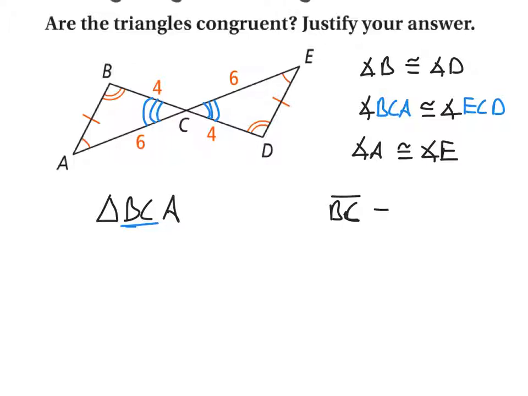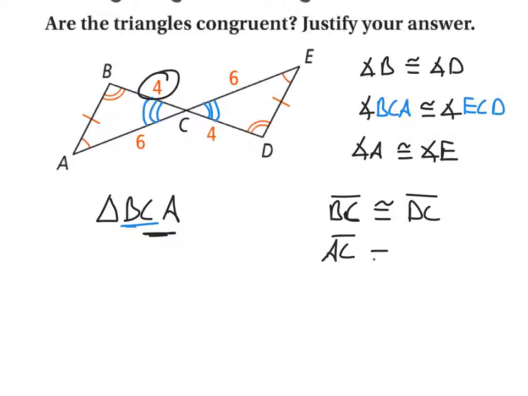Line segment BC is congruent to which other line segment? BC is 4 units long. CD or DC, yes, either way. I think I said it wrong that time. Okay, so the next one we want to go AC.